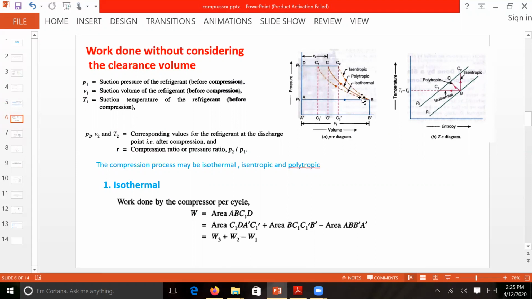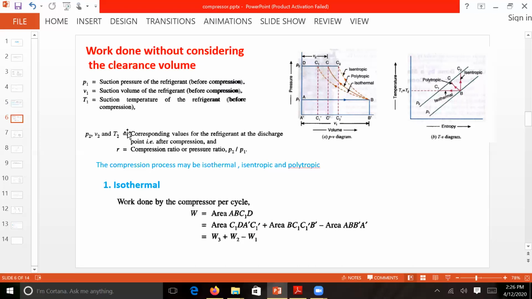So you have no clearance volume. Now in this BC process, which is compression, it may be following a curve that will be isothermal, polytropic or isentropic. For isothermal, your PV is equal to constant, that is PV to the power n, where the polytropic index is equal to 1. For polytropic, it is like 1.4 or like that. For isentropic, it will have a certain value, 1.4. So any other value between 1 and 1.4 will be polytropic.